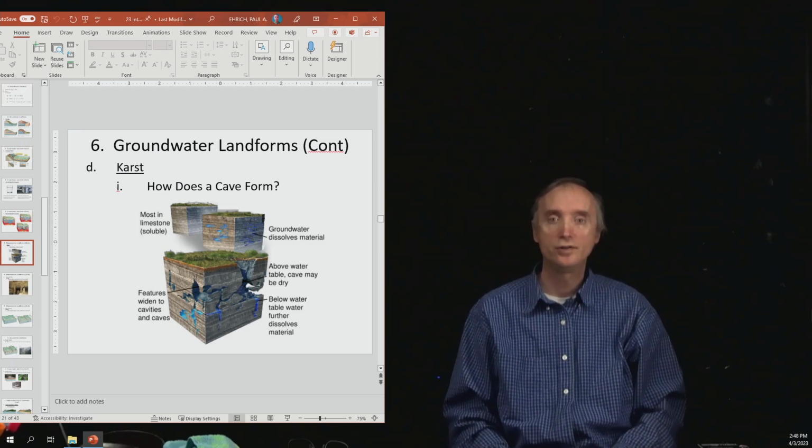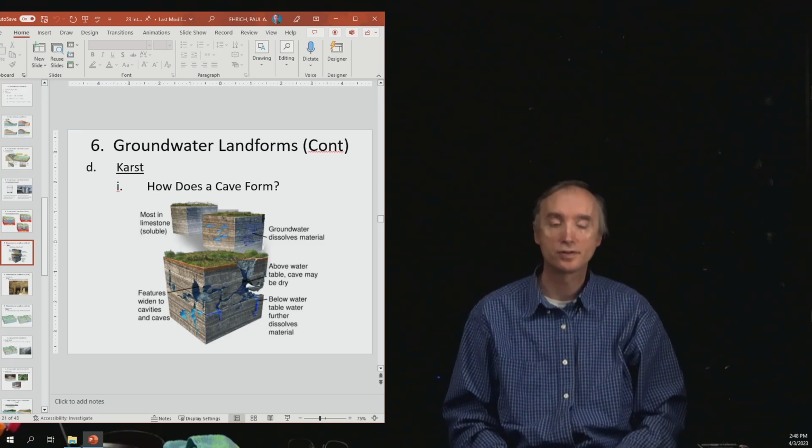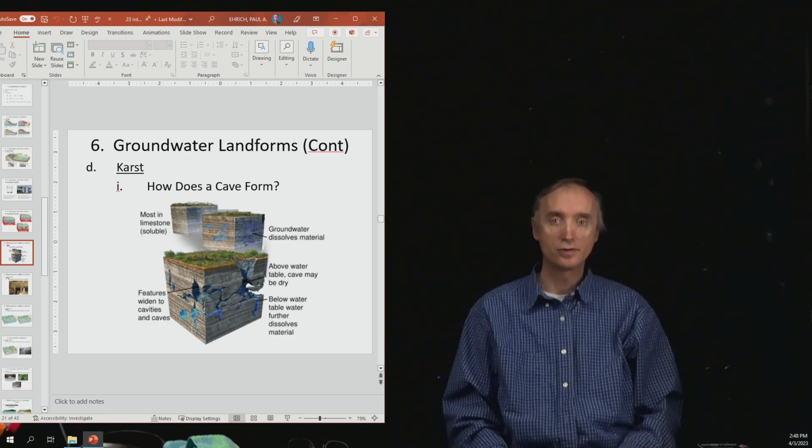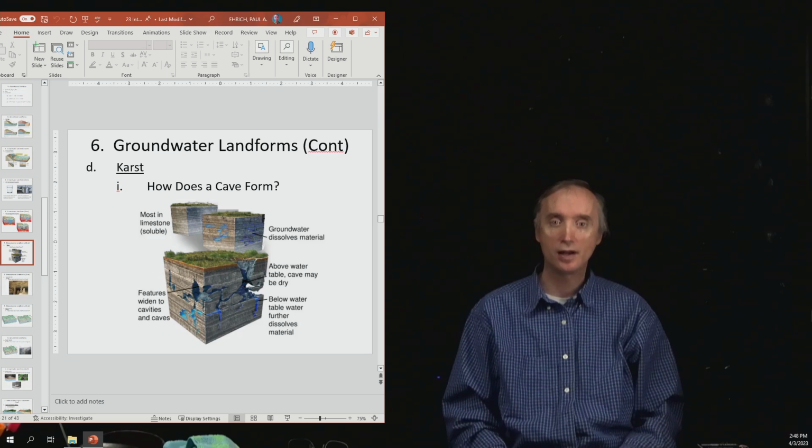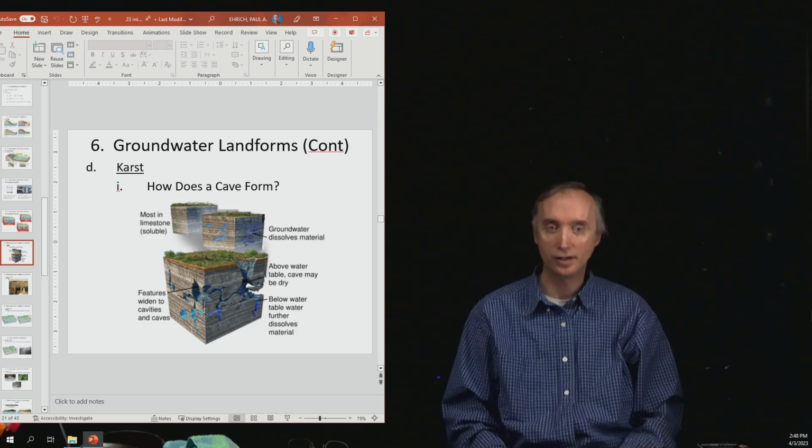All right, now we're ready to start talking about karst topography, and another name for that is just cave formation. So the technical name is karst, but we're going to talk about how a cave forms. Well, first, a cave is going to form only in the right kinds of materials. So it has to be a kind of rock that is going to be easily dissolved. Can you think of any kinds of substances that would be dissolvable?